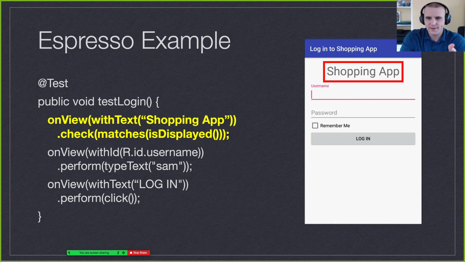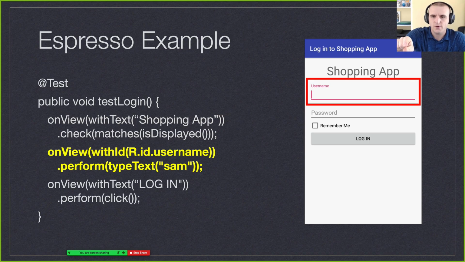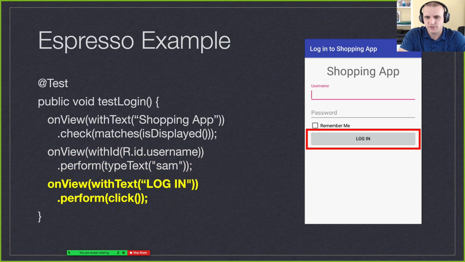The example here is this app on the right. It's got the little username, password, login. On the left, we have some yellow code showing that on the view with the text shopping app, make sure it's displayed. So it's making sure that this red box on the right is actually getting displayed. Next, it's going to do an assertion for the username field. On the view that has the ID username, which we've set in the program, go ahead and perform typing of text Sam. So it'll actually do that at the end. And finally, on the view with the text login, go ahead and perform a click action.